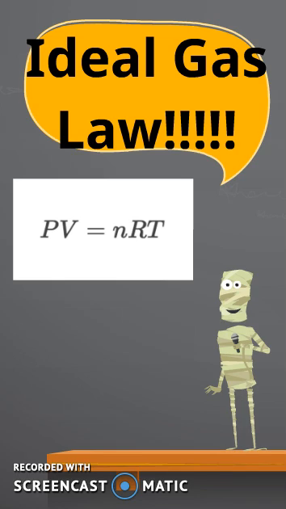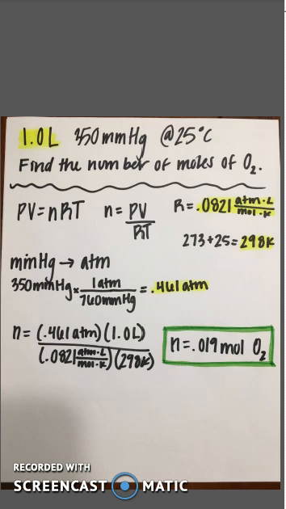The ideal gas law sums up all of the simple laws we just talked about into one law, which is PV equals nRT. As you may have noticed, we have not talked about R yet. R is the gas constant, and its value is equal to 0.0821 atm liters per mole K. This is a sample problem using the ideal gas law. As you can see, I converted my millimeters of mercury to atm and converted my temperature in Celsius to Kelvin. Then I plugged it into the ideal gas law equation and found my amount of moles.